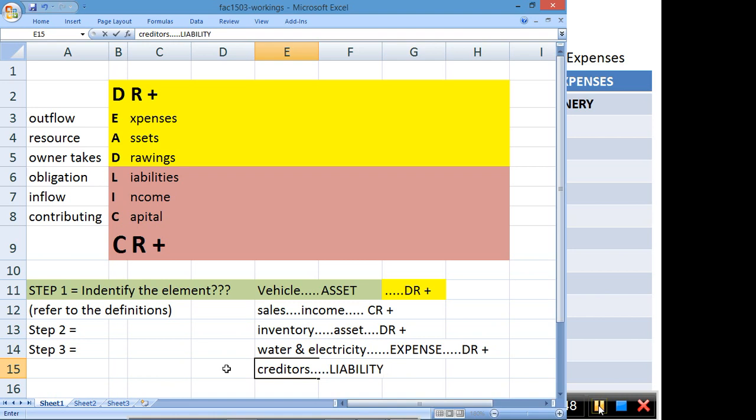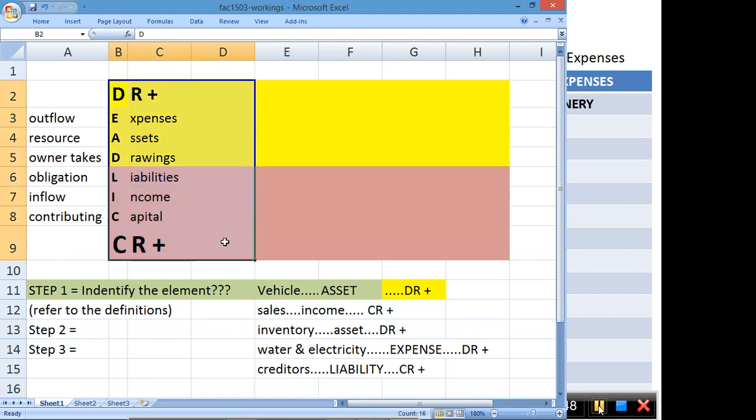Now I need you to be able to tell me what the rule is for a liability. So what is the rule for a liability? Credit side plus. If I know what the plus is, then obviously the debit side will be minus. Does that make sense? Okay, that's why you've got these rules, debits and credits.